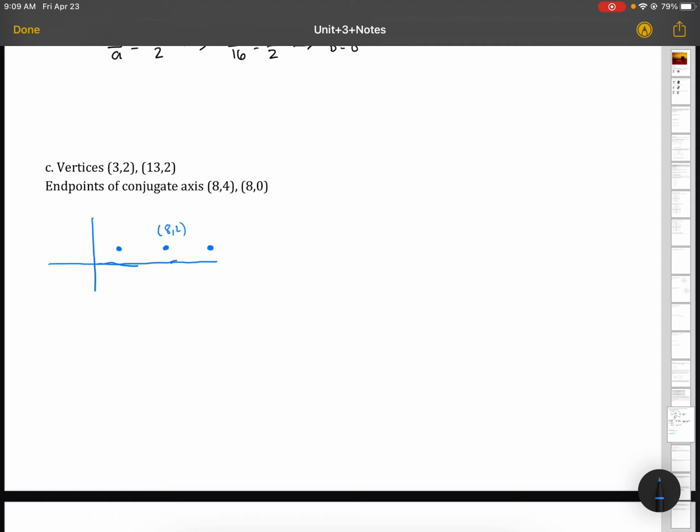And what we know is the conjugate axis has endpoints of (8, 4) and (8, 0). So let's say (8, 4) is right here, and then (8, 0). Right, I didn't draw this well, but nobody's perfect. Now the b value in this case, because our hyperbola is going to open left and right, is half the length of the conjugate axis. So the conjugate axis has a length of 4, so that's going to mean that b equals 2.